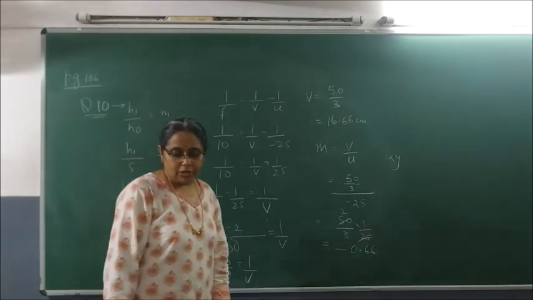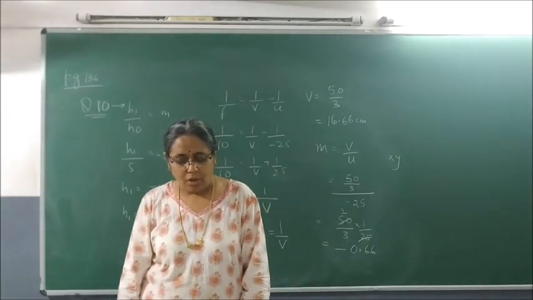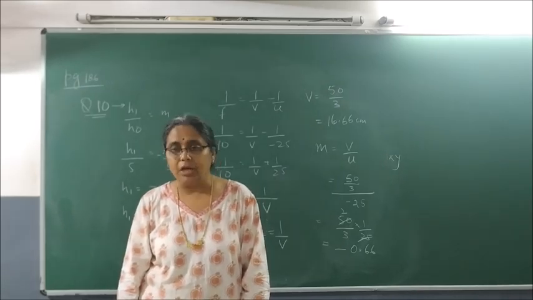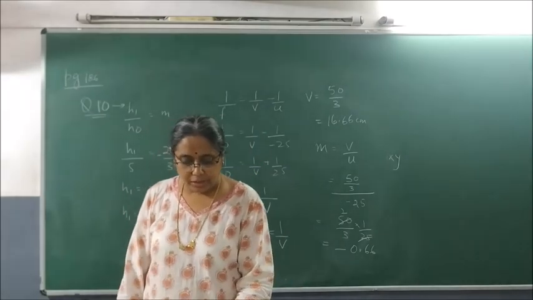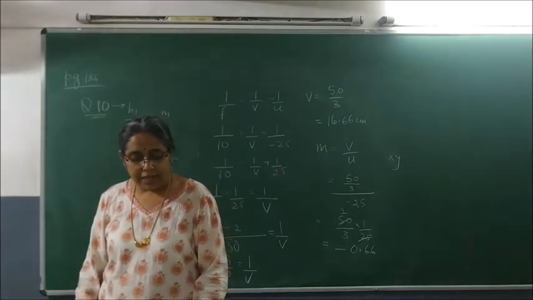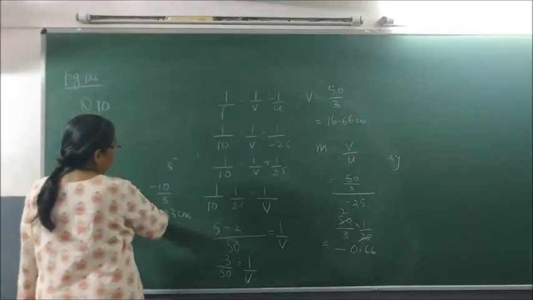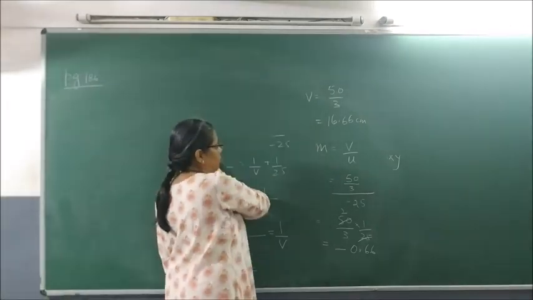Okay? Now coming to the 9th question. Your 9th question says, half of the convex lens is covered with black paper. Will this lens produce a complete image of the object? Verify your answer experimentally and explain your observation. This question is very, very important. It has been asked multiple times in board.